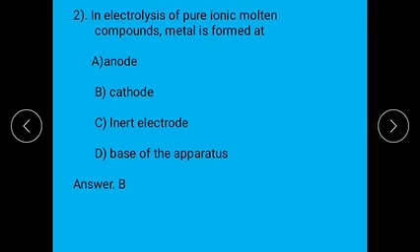Now let us see the second question. In the electrolysis of pure ionic molten compounds, metal is formed at: anode, cathode, neither electrode, or the base of the apparatus. Just now we discussed the electrolysis of fused NaCl. In that case, the pure metal is deposited at the cathode, that is, sodium metal is deposited on the cathode.